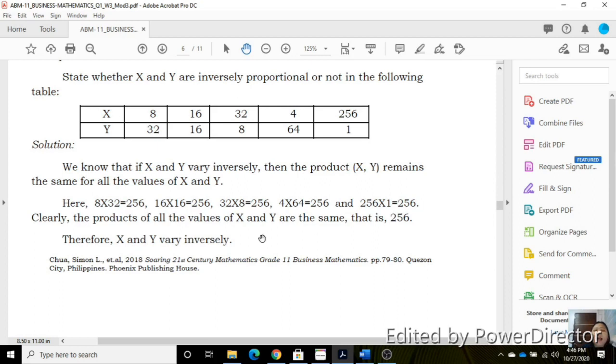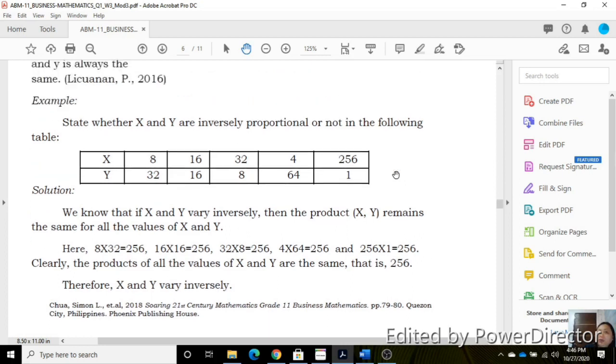So, lahat ng product ng x tsaka ng y, kada column, okay? So, makikita mo ay the same with 256. Therefore, x and y vary inversely. So, kahit, yung kanina kasi, laging dapat ang numerator mo ay 1.